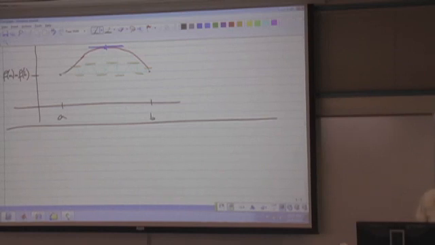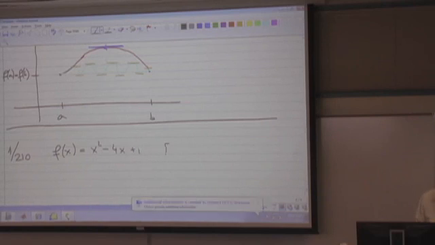Okay, so if I look at problem number 1 on page 210, I'm looking at f of x equals x squared minus 4x plus 1. And I'm looking at the interval between 0 and 4. So the problem says the following. Verify that the function satisfies the hypothesis of Rolle's theorem on the given interval. Then find the numbers C that satisfy Rolle's theorem. Okay? So what should we do?